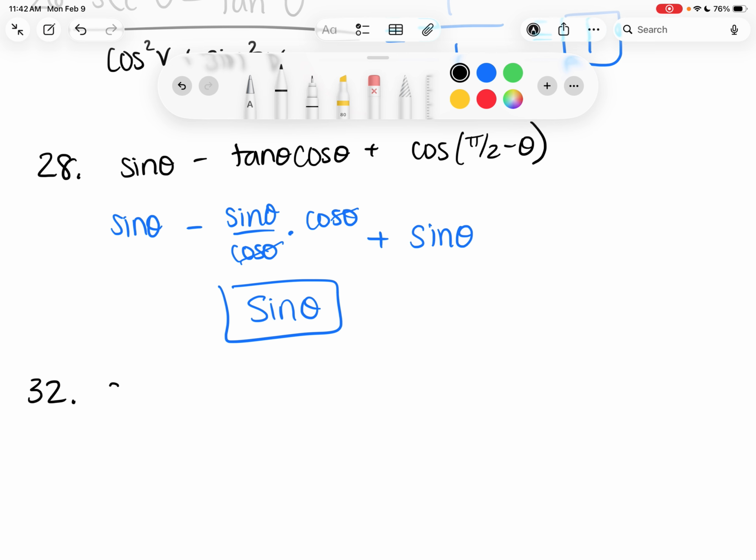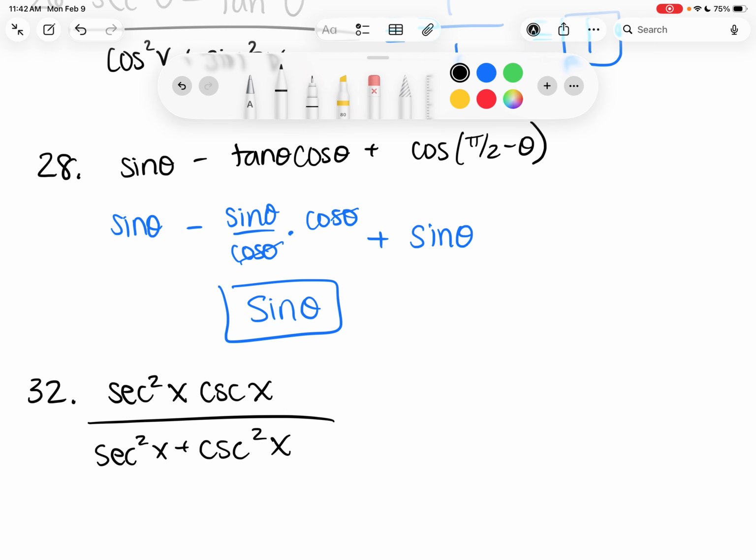(32) Secant squared of x times the cosecant of x over secant squared of x plus cosecant squared of x. So normally when I see the squareds, I'm thinking my Pythagorean identities, but they tell me that I have to write everything in terms of sine and cosine. Now, looking at it, there's really nothing that just cancels.